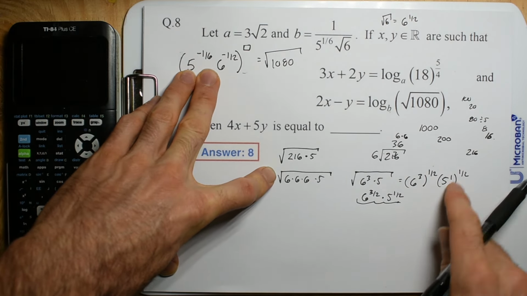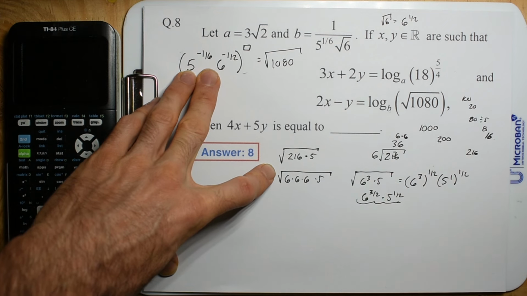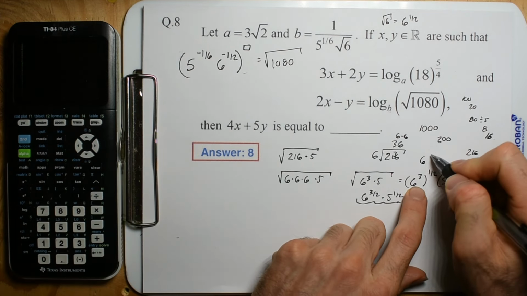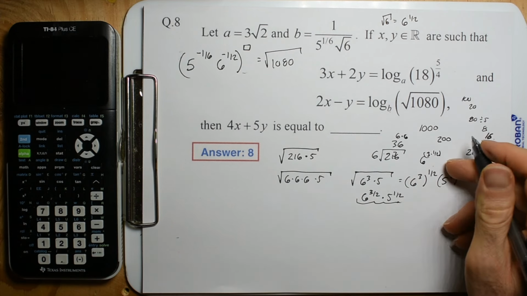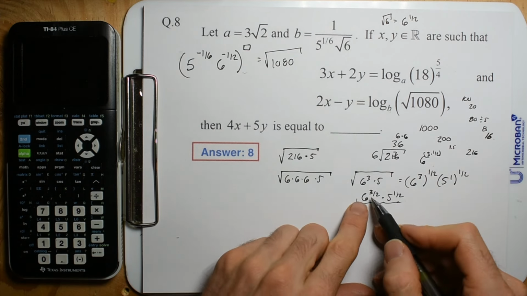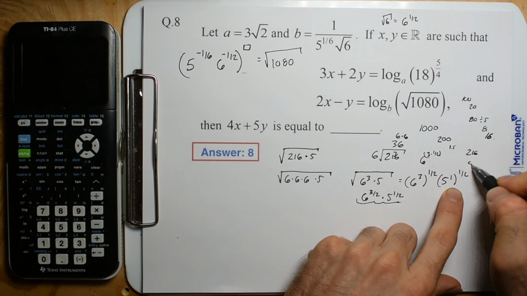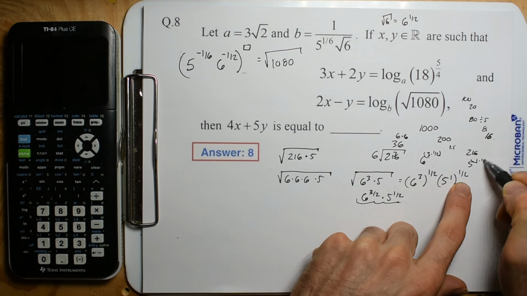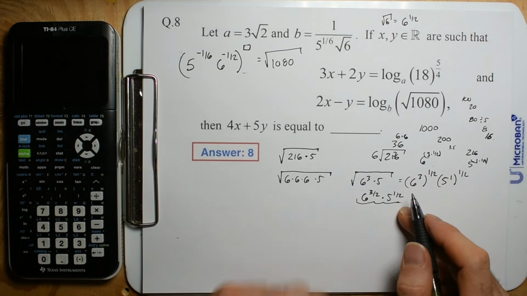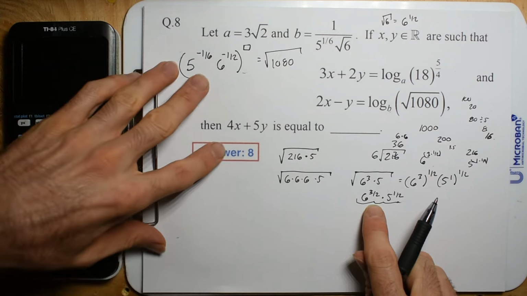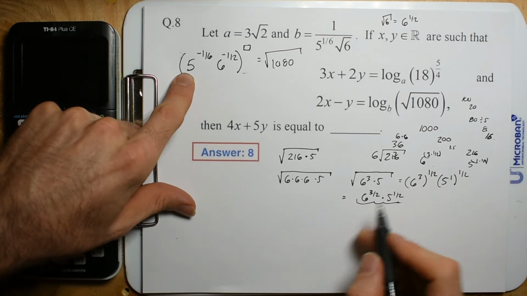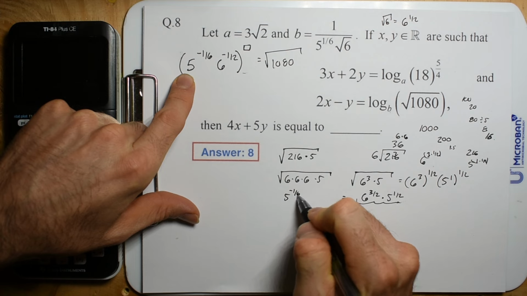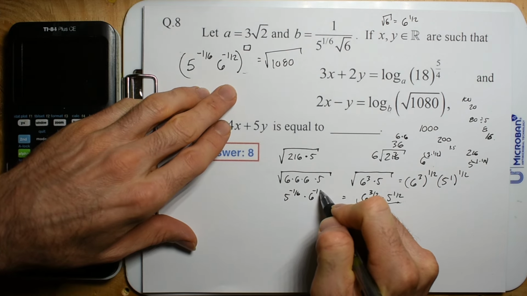You kind of know all the rules, because this is just going to be 6 to the 3 times 1/2. So that's going to be 1.5 or 3/2, and then this one's going to be 5 to the 1 times a half. Obviously, that's just a half. Hell yeah. Okay, so this is what we have over here. So now we're going to equate this to this. 5 to the negative 1/6 times 6 to the negative 1/2.